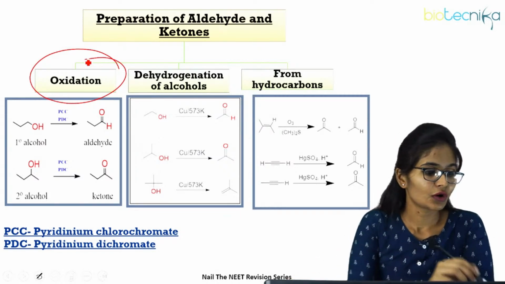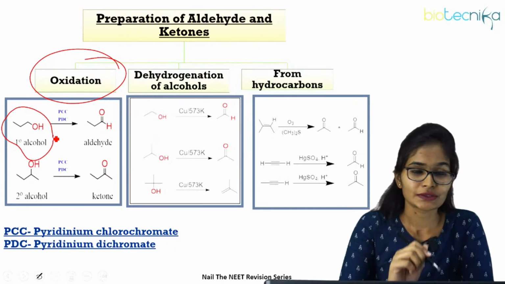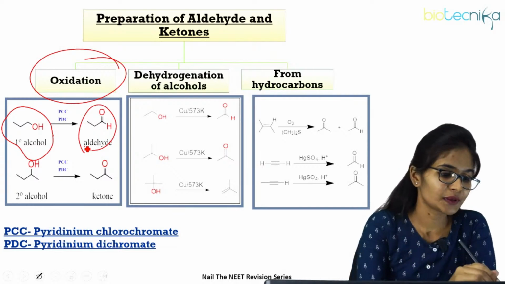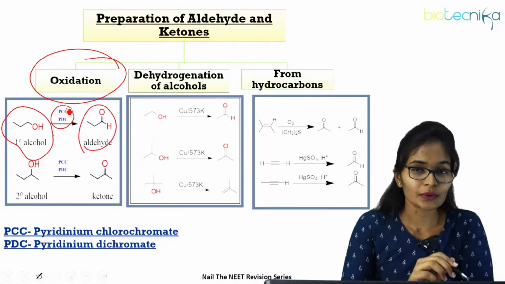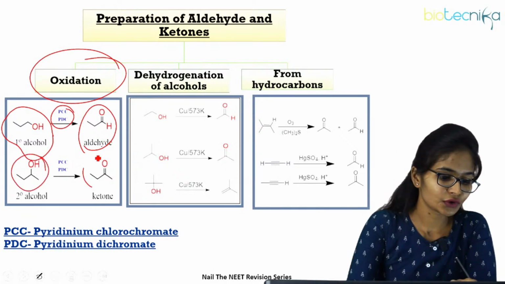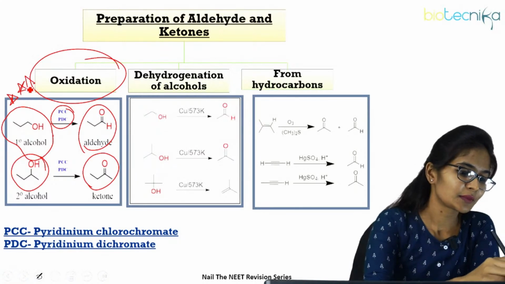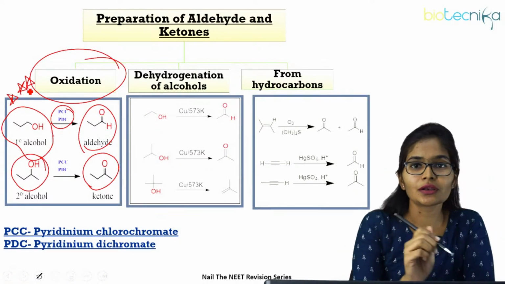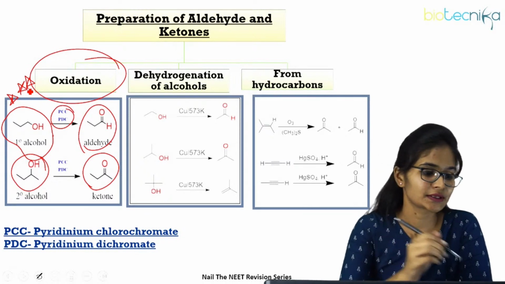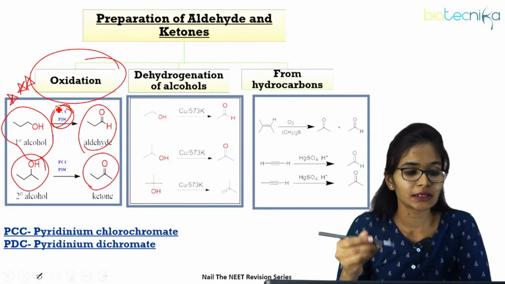The oxidation of primary alcohol will always give aldehyde in the presence of PCC and PDC. So the primary alcohol will always give you aldehyde and the secondary alcohol will give you ketone. You have to remember this, so I am marking it here. Please mark it. Here PCC is pyridinium chlorochromate and PDC is pyridinium dichromate.